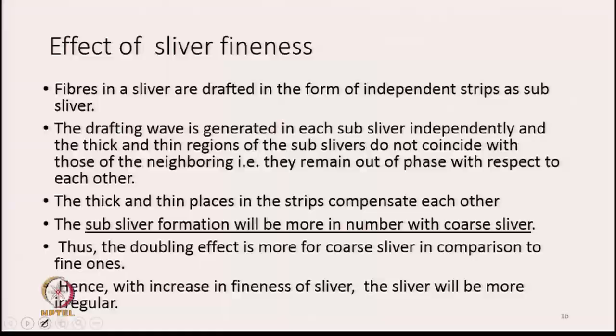Now, the effect of sliver fineness. It has been shown by taking photographs that the fibers in a sliver are drafted in the form of independent strips, as if a sliver is made of thin strips of fibers, as sub slivers, and these strips are drafted independently of each other. The drafting wave is generated in each of these sub slivers independently, and the thick and thin regions of the sub slivers do not coincide with those of the neighbors.